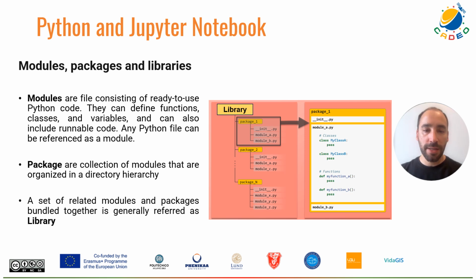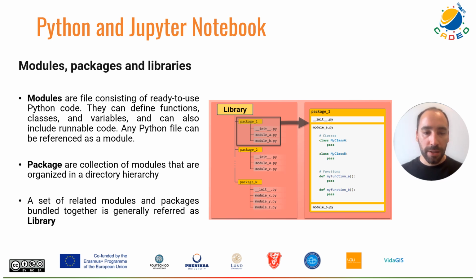This hierarchical organization helps manage and group related modules together, making it easier to navigate through the code. Finally, we have a bundle of a set of related modules and packages together, and this is generally called a library. Libraries are comprehensive tools that provide a wide range of functionalities for various programming tasks.